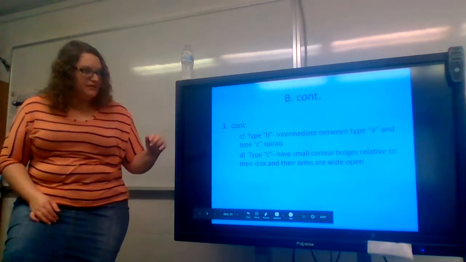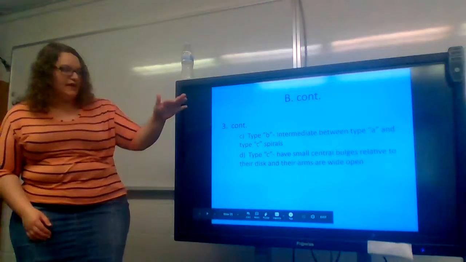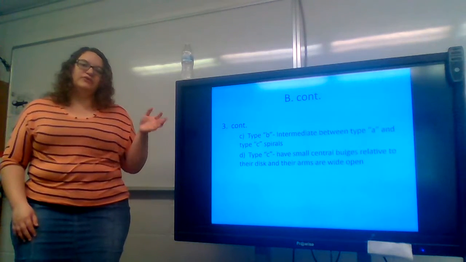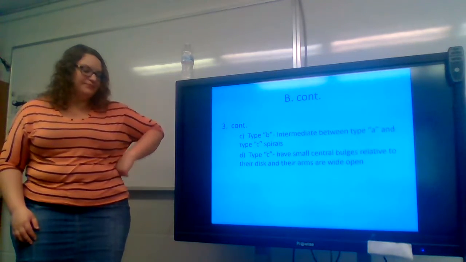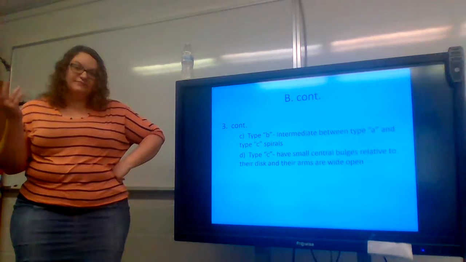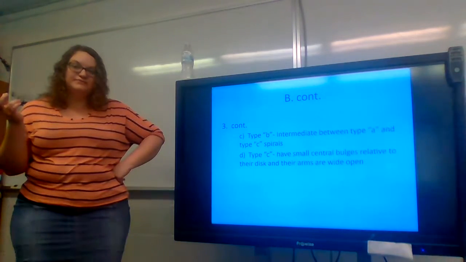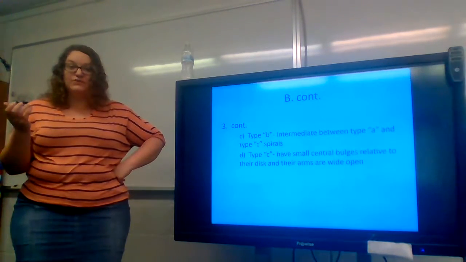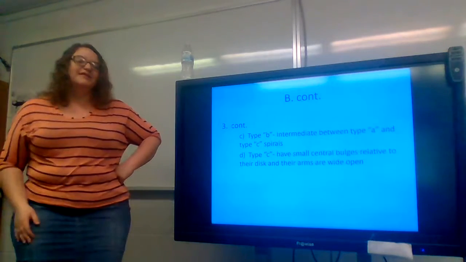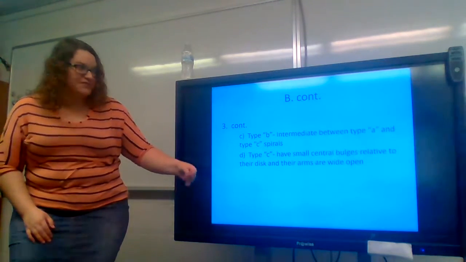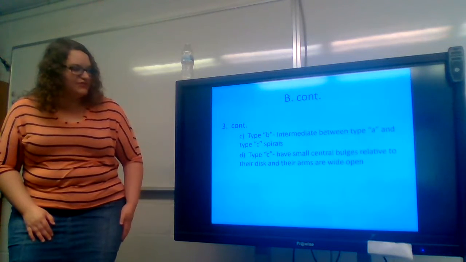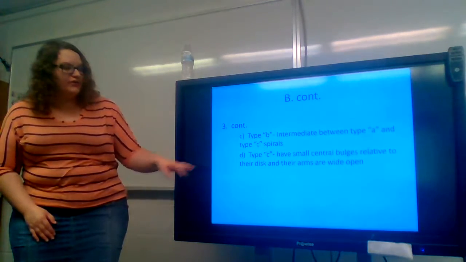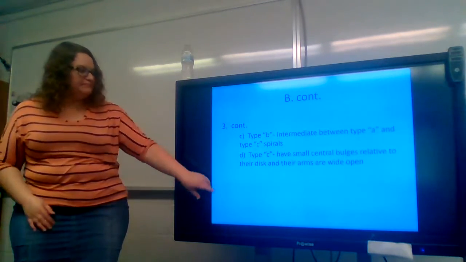We have type B. These are intermediate between type A and type C. My brain had a thing, something in relation to Goldilocks. Not too hot, not too cold, you're just right as far as spiral galaxies go. Anyway, type C have small central bulges relative to their disks, and their arms are wide open.